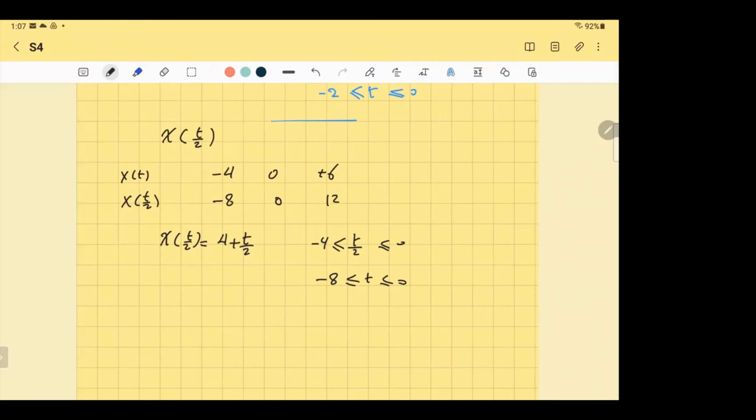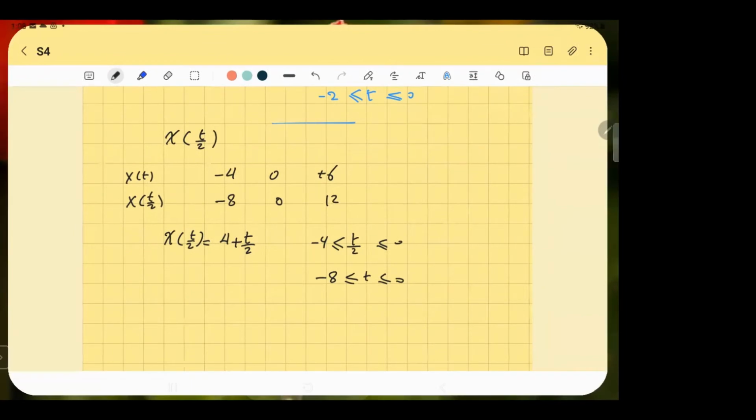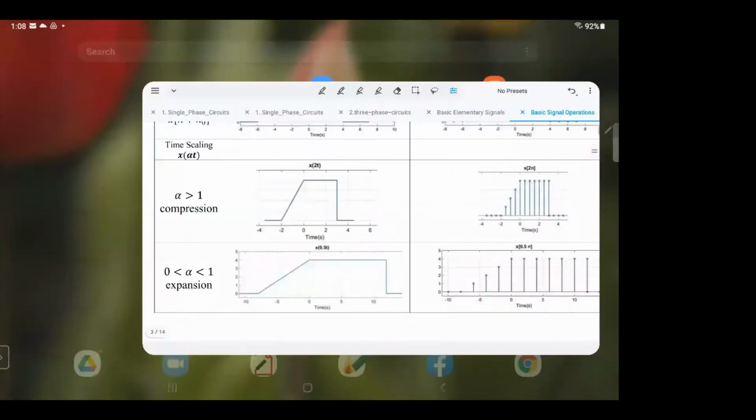So that's time scaling. In time scaling, you have two possibilities. One, compression, when alpha is greater than 1, and the opposite, expansion, when alpha is less than 1. The same thing for time shift. We said t minus, you move to the right, t plus, you move to the left. So these are the two important operations on the signal.